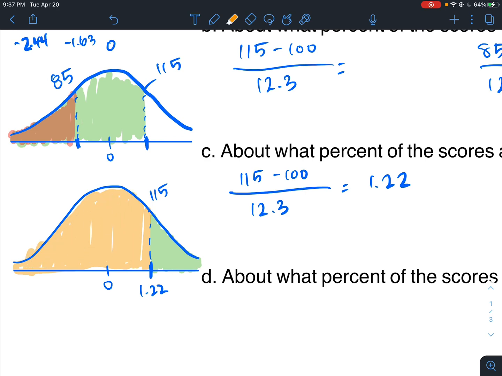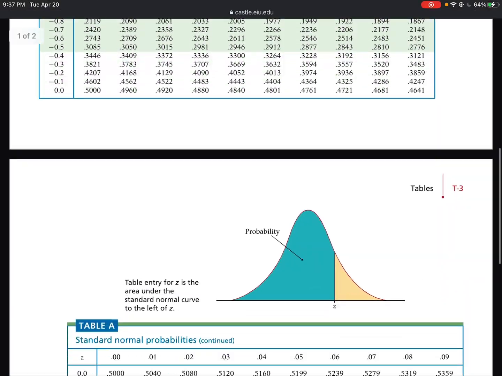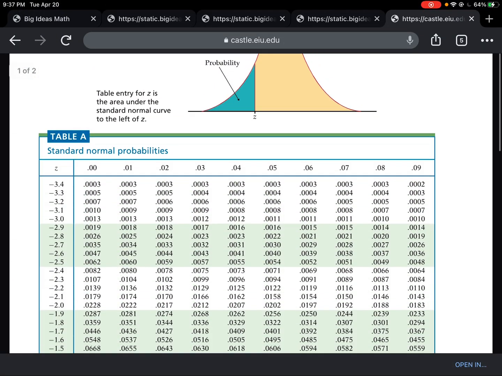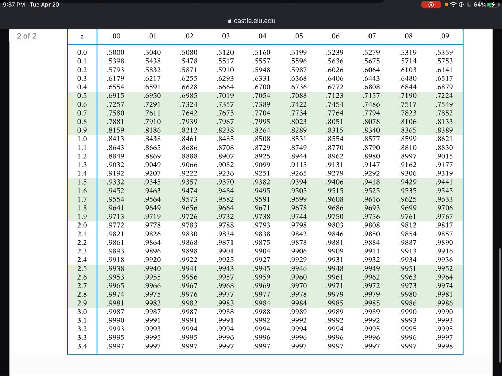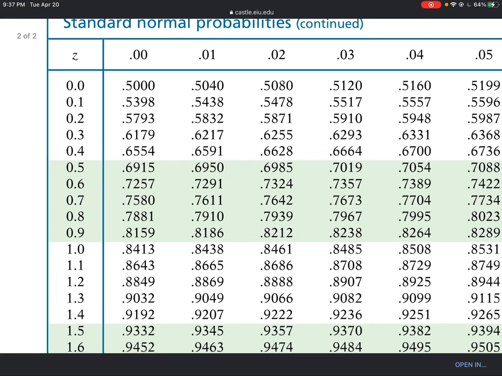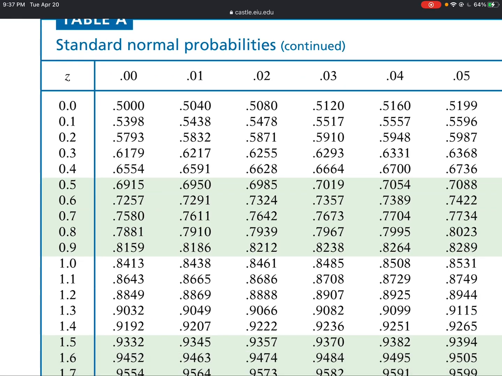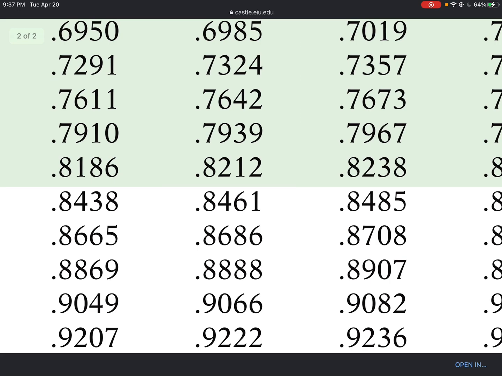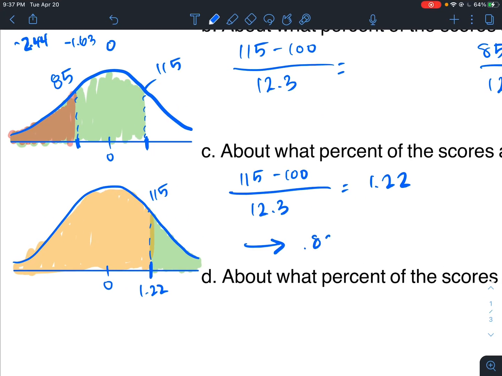Okay, let's go ahead and look up that z-score, 1.22. We're going to go onto this page. Notice that this page is for negative z-values and this is for positive. So 1.2 is right there, and 1.22 would be right here at 0.8888, or 88.88%. Okay, that's this area right here, this area is 88.88%.